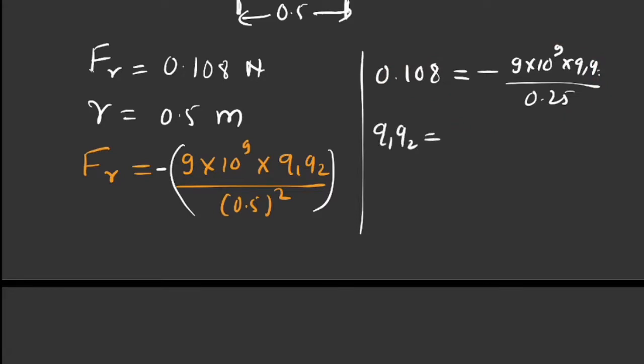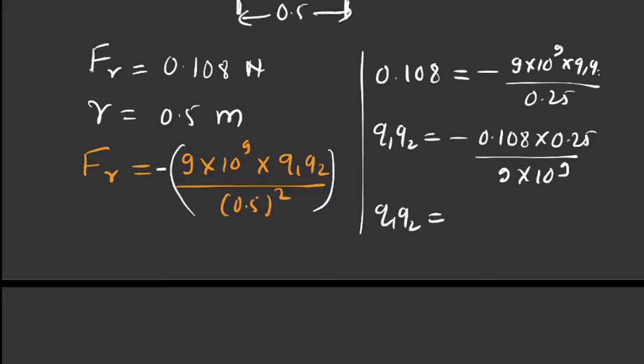तो इससे हमें क्या मिलेगा? Q1 into Q2 की वैल्यू मिल जाएगी. So keep Q1 Q2 here only, bring this side and multiply this side. So Q1 into Q2 is equal to minus 0.108 into 0.25 divided by 9 into 10 to the power 9. When you calculate this, the value of Q1 into Q2 is supposed to be minus 0.003 into 10 to the power minus 9. This much you will get.